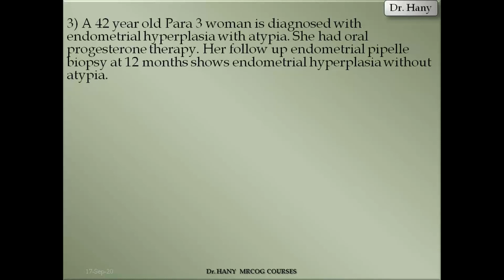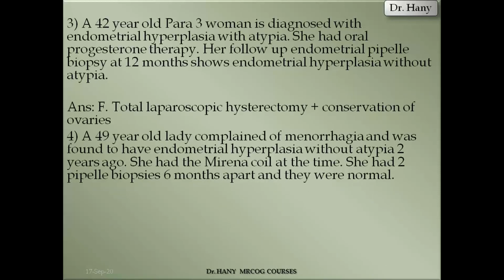Question number 4. A 49-year-old lady complained of menorrhagia and was found to have endometrial hyperplasia without atypia 2 years ago. She had Mirena coil at the same time. She had 2 pipelle biopsies 6 months apart and they were normal. So she will be discharged. She'll be discharged and she'll continue to keep the Mirena.